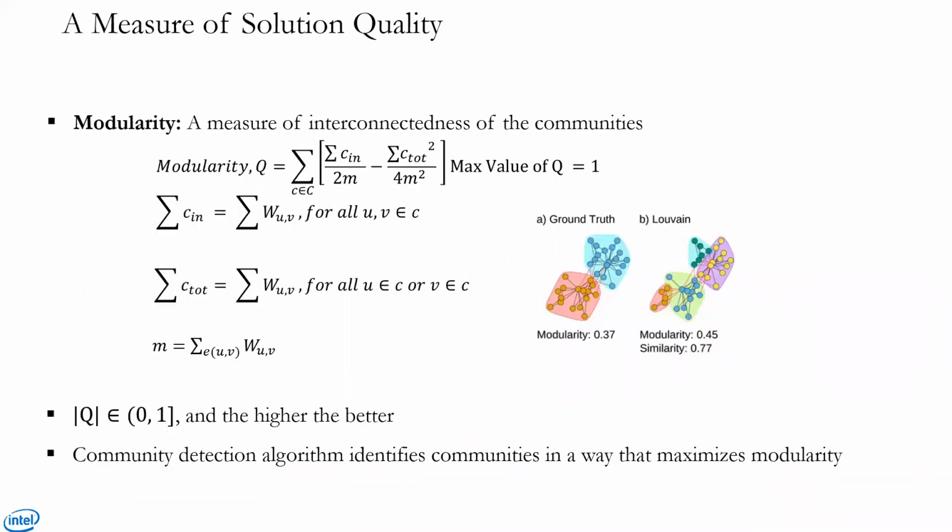Modularity is one such metric that measures the interconnectedness of the communities, and can be computed by the equation shown on the slide. Here, C in is the sum of internal edges and C dot is the sum of internal and external edges for the community C. And M is the total edge weight of the graph. Modularity is a number between 0 and 1, and the higher the value, the better it is.